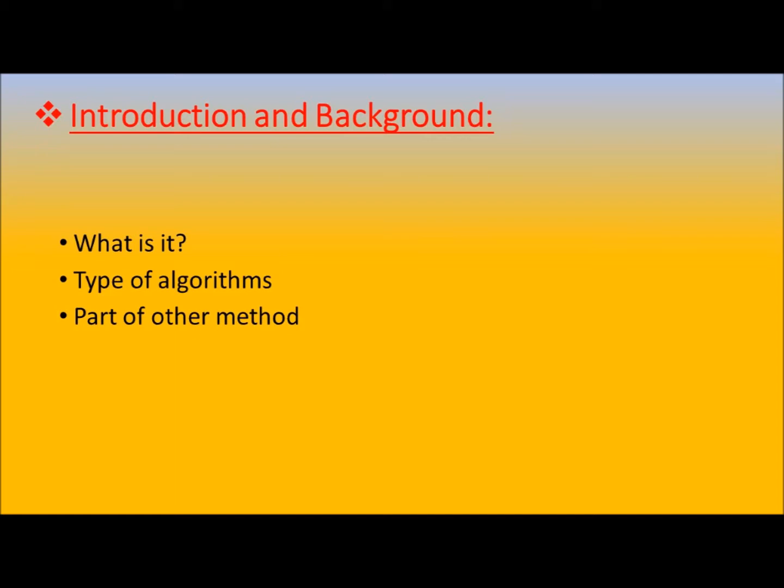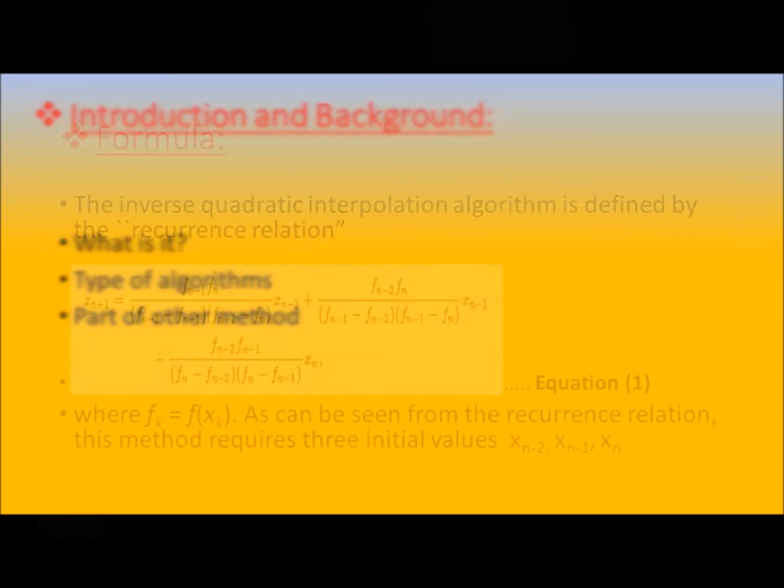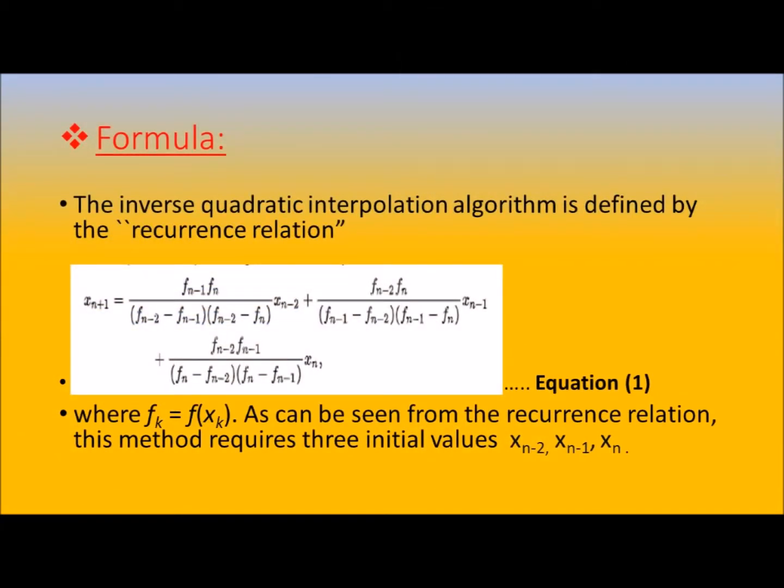But if we see the word algorithm that I have used here, what are the types of algorithms? There are different types of algorithms. It includes the bracketing methods, combination of methods, iterative methods, interpolation. So our interpolation is actually included in iterative methods, and actually our interpolation is one type of part of Brent's method, and Brent's method is a combination of methods. So this is how it works.